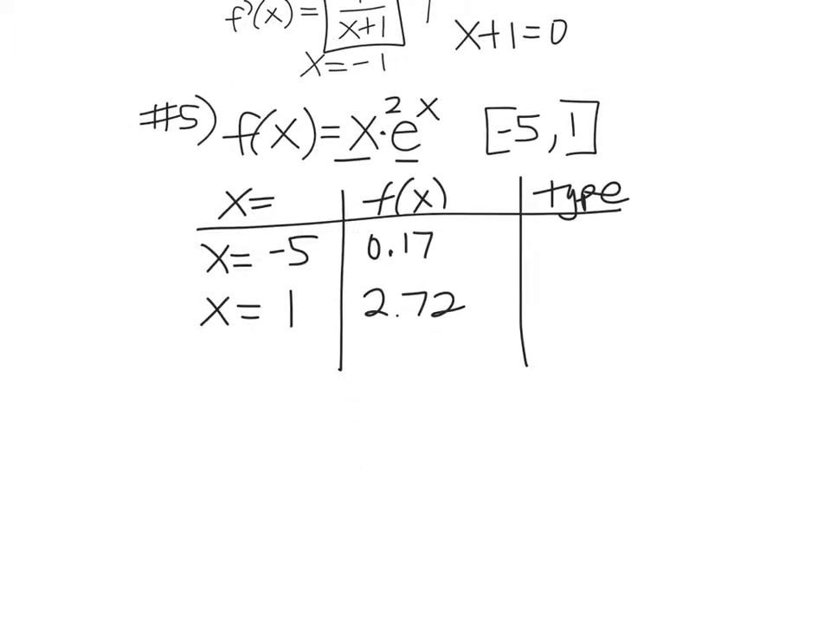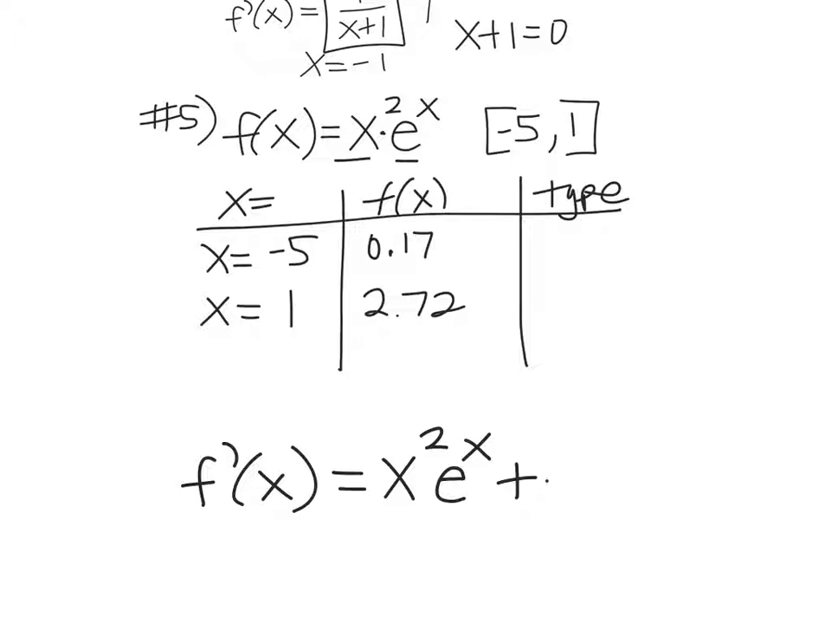Okay. Now before we find the types and stuff, we need to take the derivative of this thing. So here we go. F prime of x. AB prime plus BA prime. So A is x squared, B prime is e to the x, plus B is e to the x times 2x.